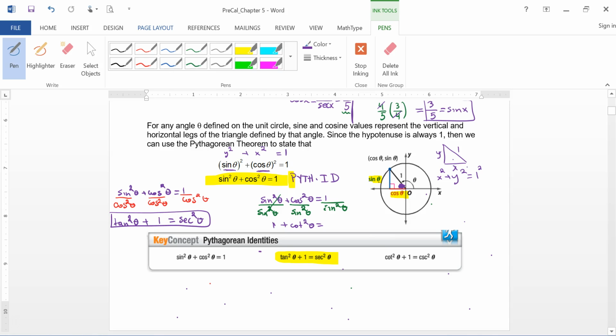So for example, if I have sine of 10 degrees, what's 90 minus 10? 80. Cosine of 80 is the same thing, okay? So if I have sine of 30 degrees, what's 90 minus 30? 60. Cosine of 60 is the same thing.